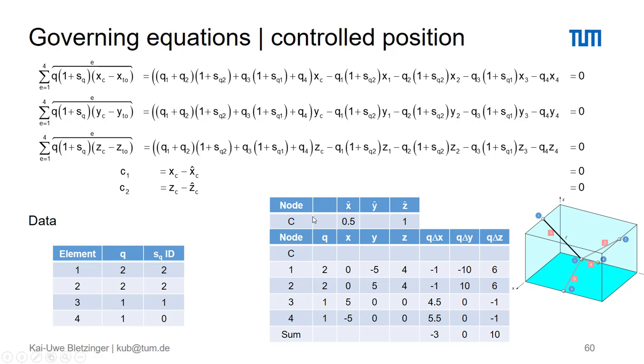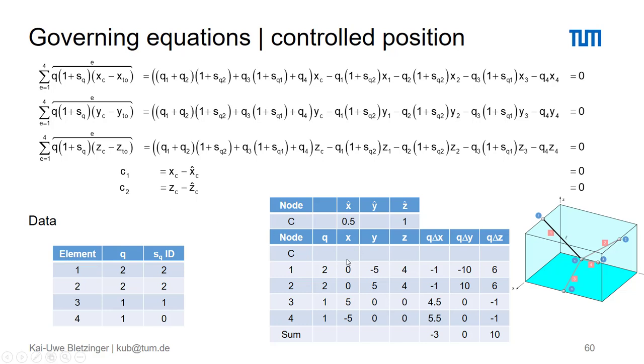Then we have to introduce the prescribed coordinates here at node number c. That is, the x coordinate should be 0.5 and the z coordinate should be 1. And these are the two additional equations in our generalized set of equations, the 3 equilibrium equations and the 2 control equations.